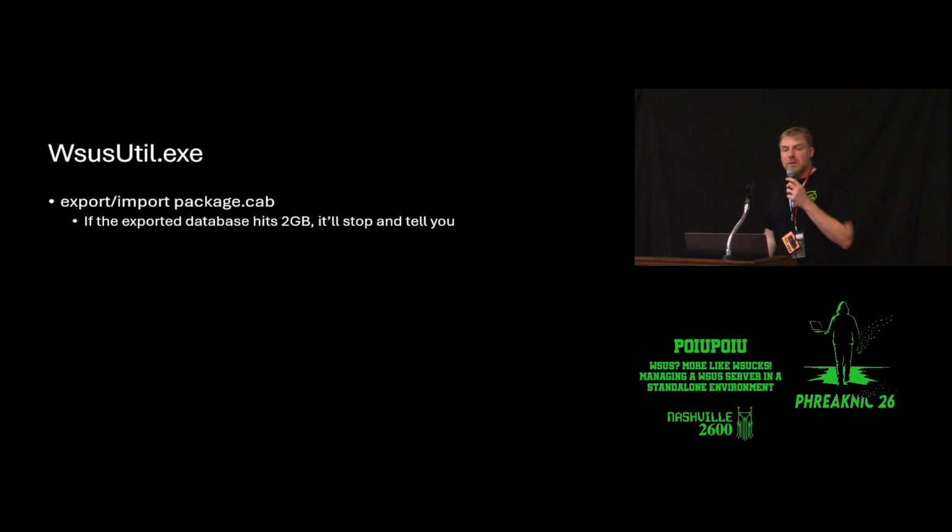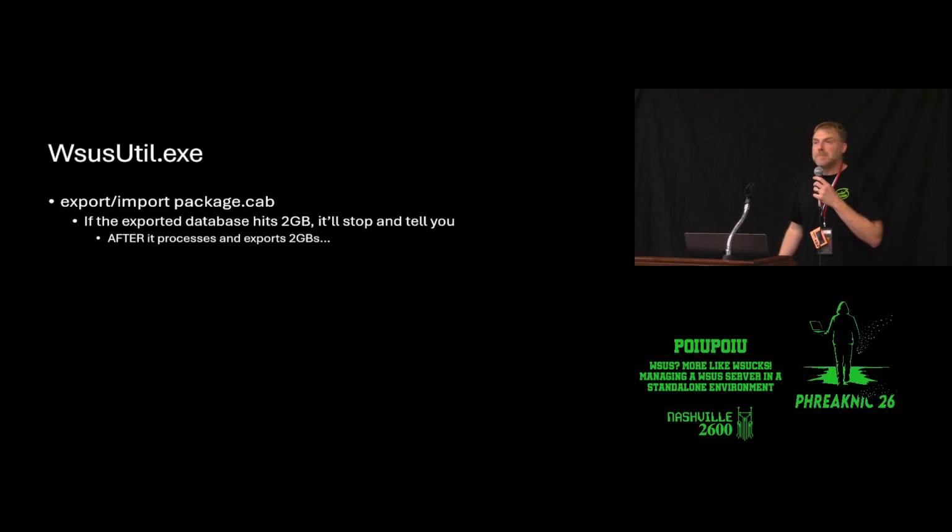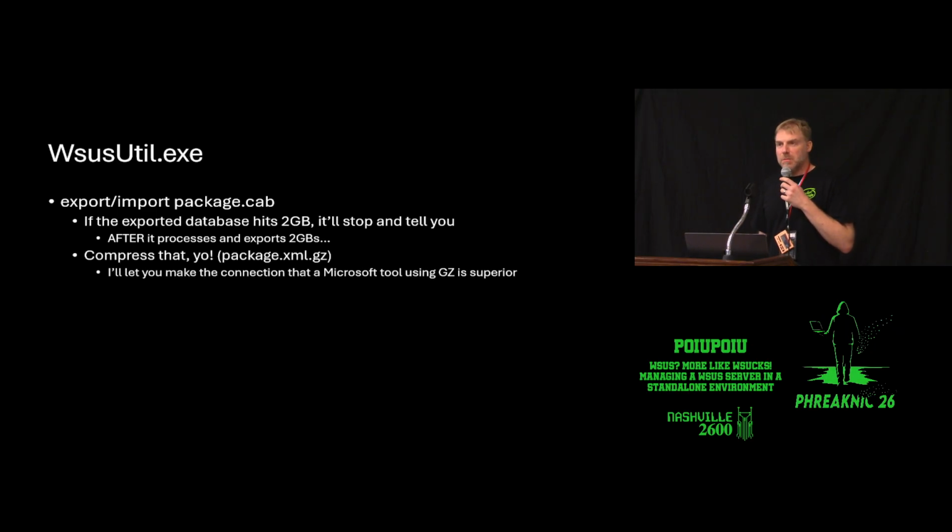The built-in command, WSUS util, can import and export your package.cab file. However, WSUS sucks. So once it starts compressing all of the information about all the updates, once it hits 2 gigabytes, it'll go, I hit 2 gigabytes, I can't do any more. So the solution is to compress it. And it uses the gzip compression. So I'll let you guys make that connection, that a Microsoft tool for a Microsoft service on a Microsoft server on a Microsoft application is better with gzip. Good buddy.